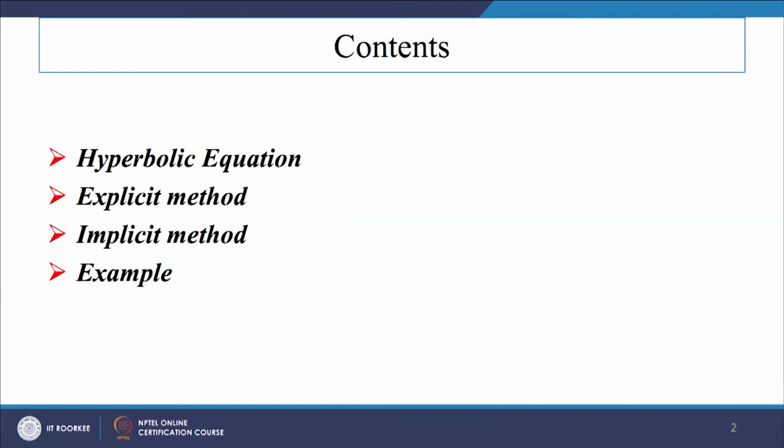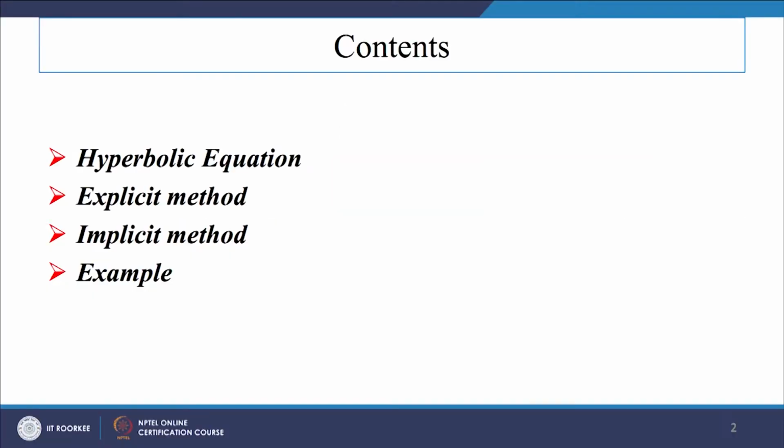In the last lecture, we discussed the solution of elliptic equations using different schemes. In the present lecture, we will discuss hyperbolic equations, which can be solved by using different techniques as we have discussed earlier. So, in this lecture, we will discuss the explicit and implicit methods based on hyperbolic equations.